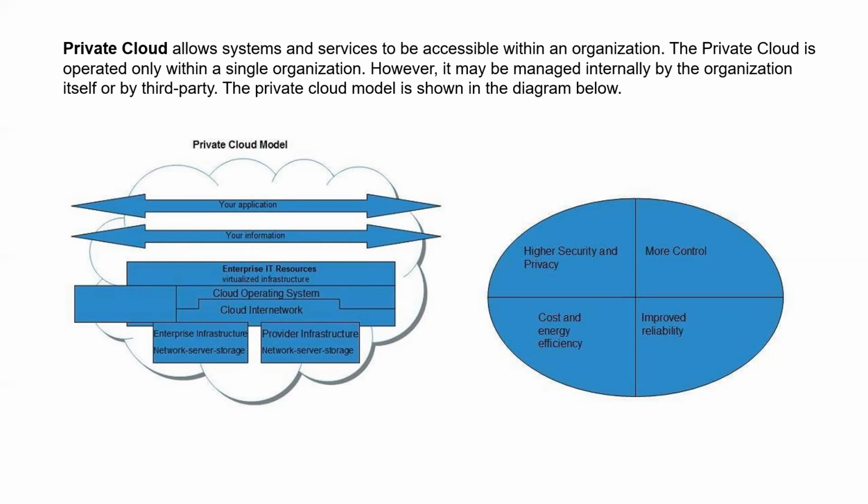So as you can see, the private cloud model is shown here, and there are enterprise IT resources which are virtualized as your infrastructure. There is cloud internetwork, cloud operating system, its own operating system. Everything has to be implemented here privately. In the case of public cloud, all these jobs are related with the service provider, which are not related with the user or organization which is using it. But here the organization has to implement all these things.